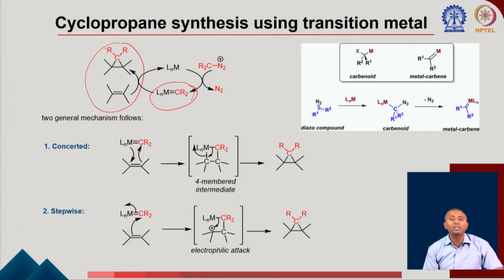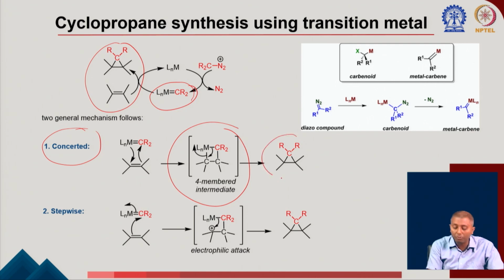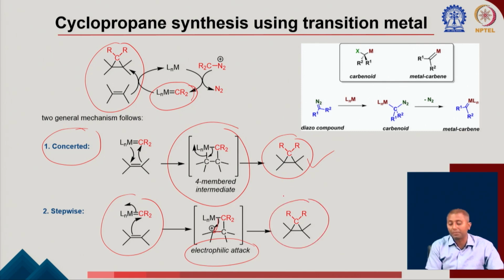There are two different pathways. It can either go by this concerted pathway, where it can form some sort of a 4-member intermediate, a 4-member transient state I can say, and then goes to the product, or it can go via some sort of a stepwise mechanism through an electrophilic attack, and then finally this bond can come here, and then getting out the metal to form the corresponding cyclopropane.